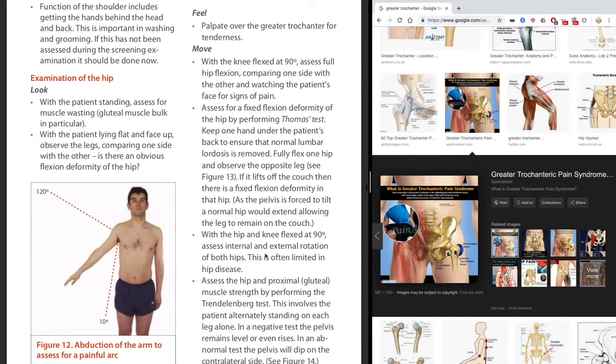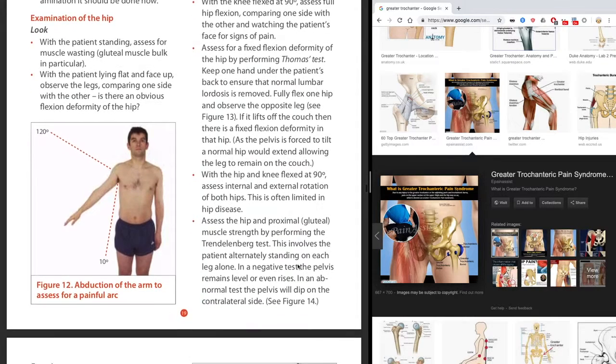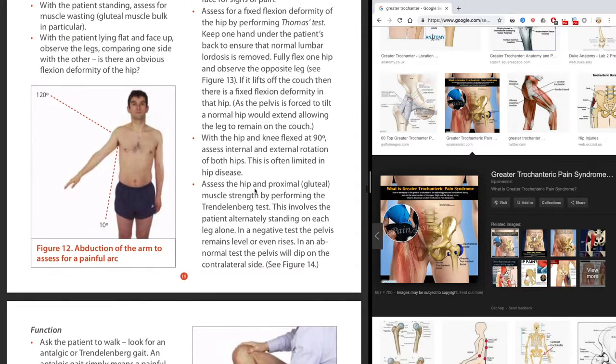With the hip and knee flexed at 90 degrees, assess internal and external rotation of both hips. This is often limited in hip disease. Right. And then assess the hip and proximal gluteal muscle strength.